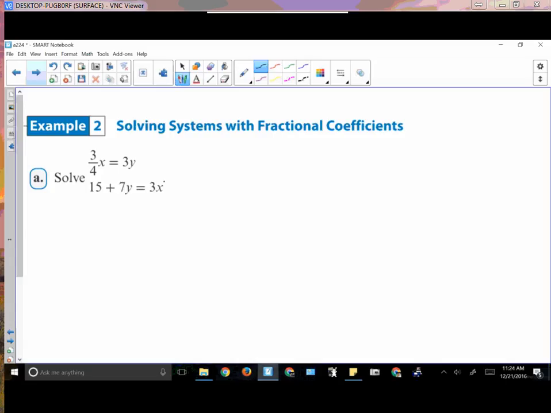Now, this one looks flat out ugly, doesn't it? It's got fractions. Well, what do we do to get rid of fractions? Could I take this entire equation up here and multiply it through by a 4? Would that get rid of my denominator for me? Yep. So if I take that, it gets rid of my denominator of this, so I'm left with 3x is equal to 12y. Okay? So I did that to begin with, got rid of all of my fractions.